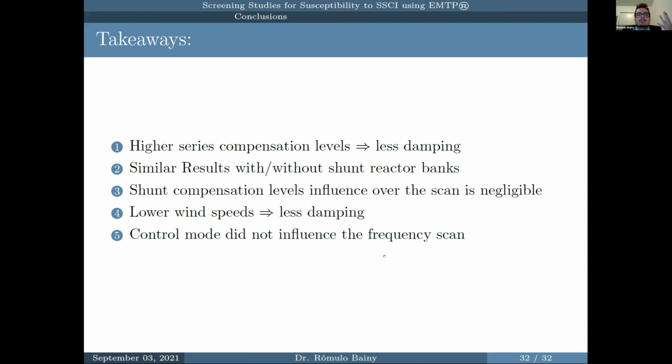Also, another conclusion that I did include here is that the results that we got in EMTP are in accordance with what we find in the literature. So basically, we were able to use EMTP as a tool to perform those studies.